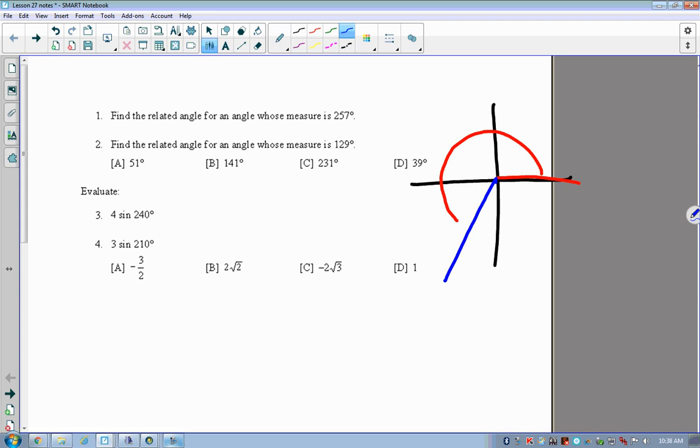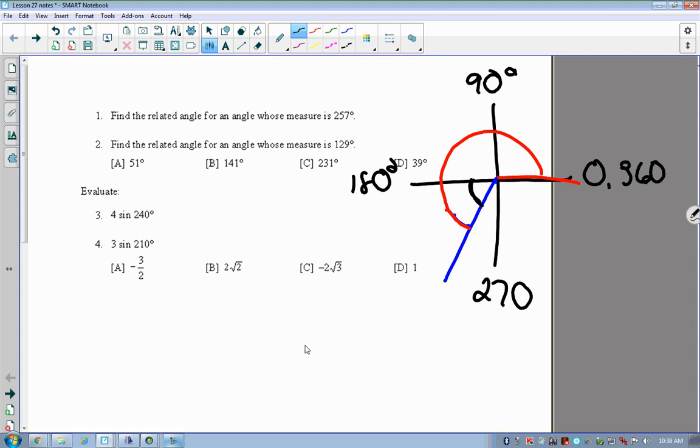Okay, and what we want to know is what is this angle right here? So keep in mind this is 90 degrees, this is 180 degrees, this is 0 or 360, and this is 270. So I'm not looking for the difference between 270 and 257, am I? What do I want to do? How can I find that little black angle? What do you think, Emmanuel? How would we find that?